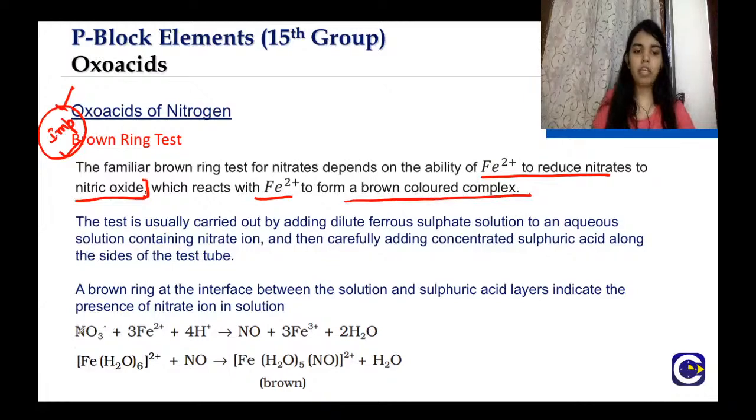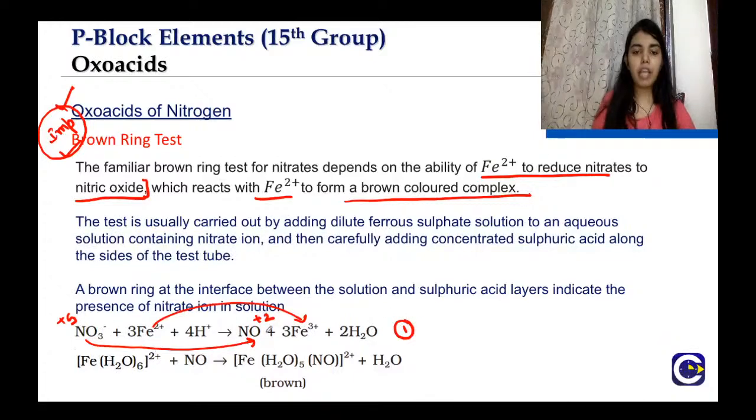Now, here the nitrate ion from HNO3 reacts with Fe2+. The Fe2+ gets oxidized to Fe3+ while the nitrogen gets reduced. If you see the oxidation state, here it is +5 and here it is +2, so it is getting reduced as the oxidation state is decreasing. So, the first step of the brown ring test is this.